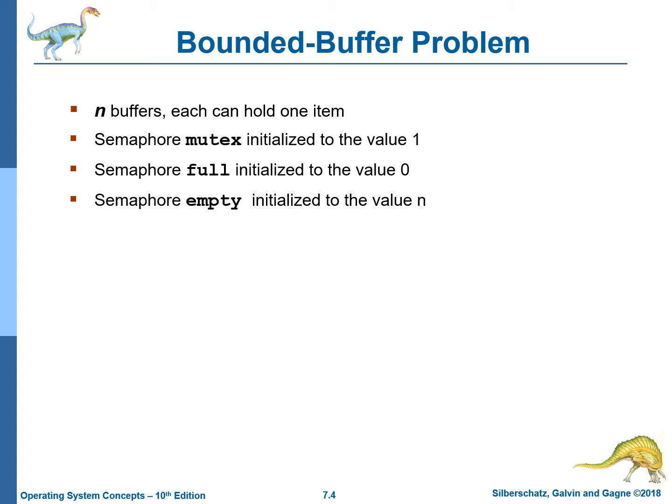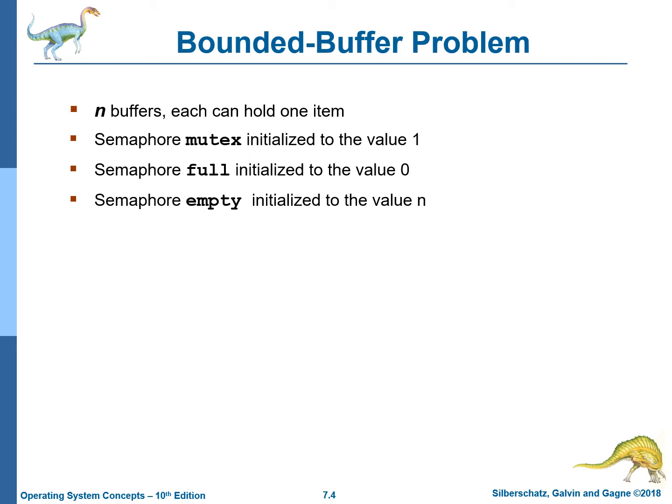The empty and full semaphores count the number of empty and full buffers. These semaphores are responsible for counting the number of empty and full buffers. The semaphore empty is initialized to the value n, and the semaphore full is initialized to the value 0. The code for the producer process will be shown shortly, and the code for the consumer process will be shown as well.